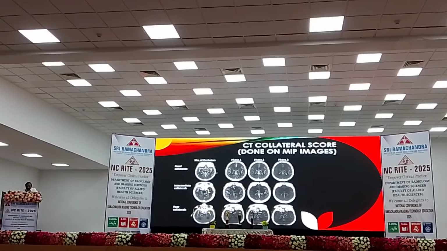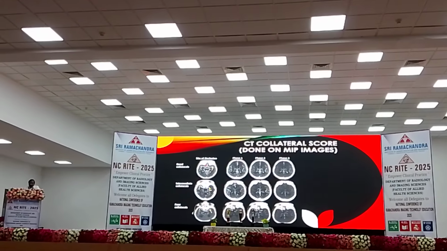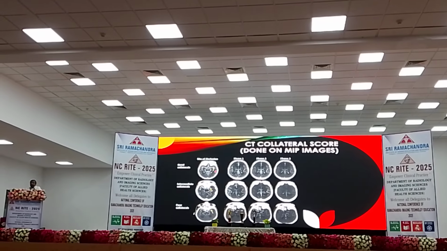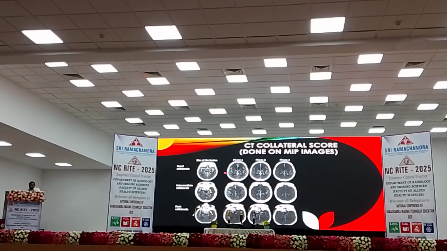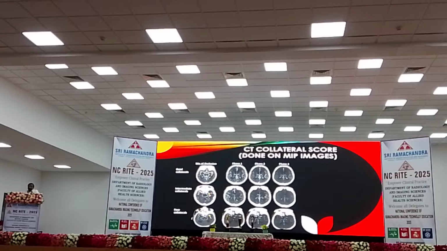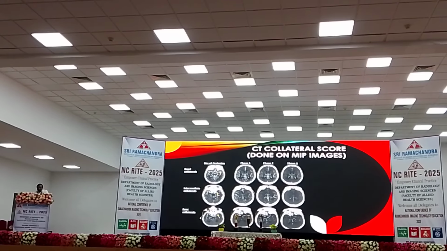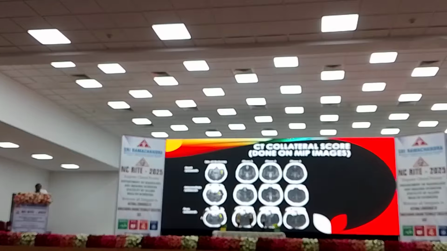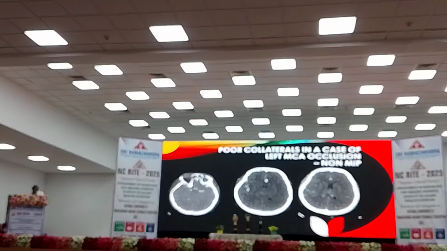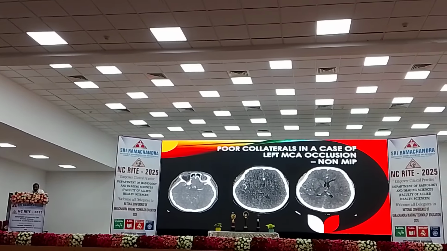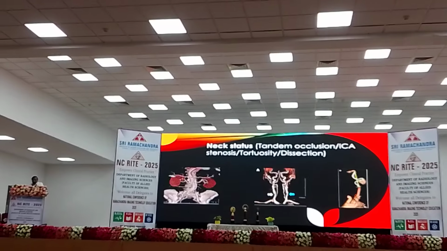You can see the collaterals very well, even though there is an infarct in the middle cerebral artery territory, because the cells will be saved because of the good collaterals. And this is the intermediate collaterals, and this is a very poor collaterals. You have to check for this also. Here very poor collaterals are seen.